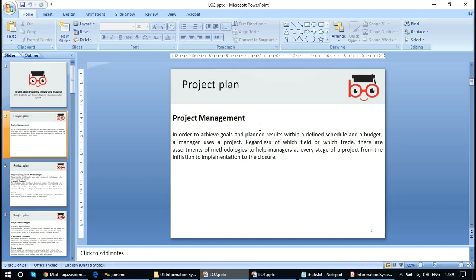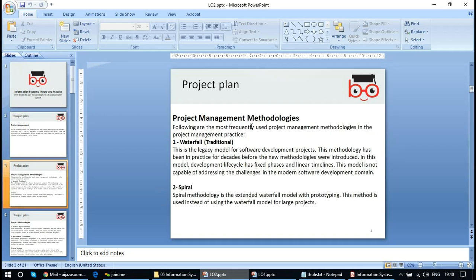So every project needs to have a management. Let us see how that is done. It needs to be done through methodologies. Following are the methodologies: waterfall, spiral. Now we are going to discuss the project plan.